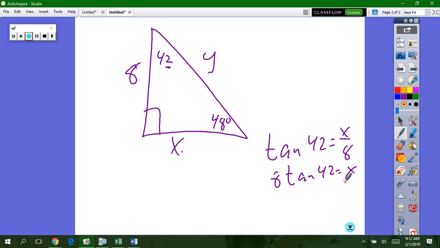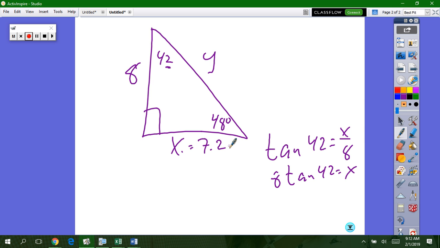Hey, what is 8 tangent of 42? 7.2. Do I got a second? Yes. All right. First off, let's make sure that answer makes sense. Does everybody agree that it should be 7.2 besides your calculator telling you it is? Does it make reasonable sense?